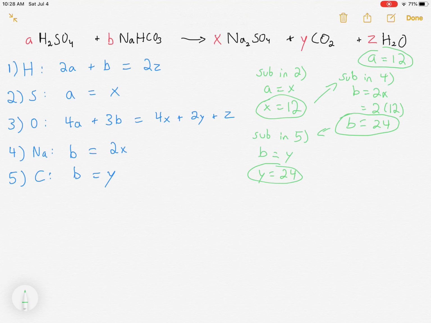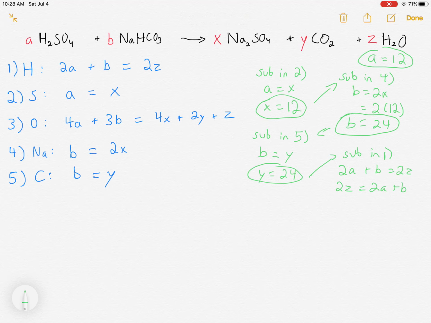And what you could do here, you could look for the equations that have z as a variable, either 1 or 3, and you could choose either. You will still get an answer for z. I'm going to choose equation 1 just because there are fewer variables and it will be quicker to solve. So 2a plus b equals 2z, and I'm rewriting that as 2z equals 2a plus b.